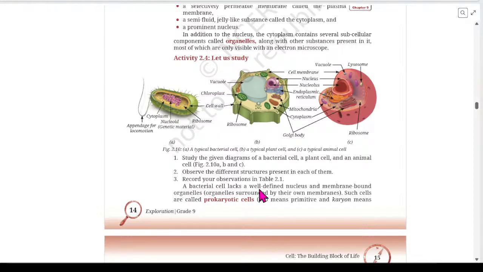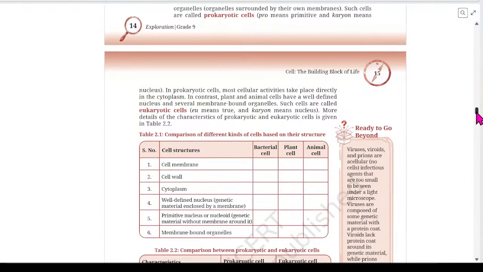A bacterial cell lacks a well-defined nucleus and membrane-bound organelles. Organelles surrounded by their own membrane are known as membrane-bound. Such cells are called prokaryotic, wherein pro means primitive and karyotic or karyon means the nucleus. In prokaryotic cells, most cellular activities take place directly in the cytoplasm.